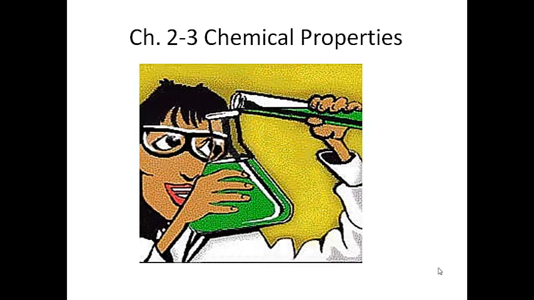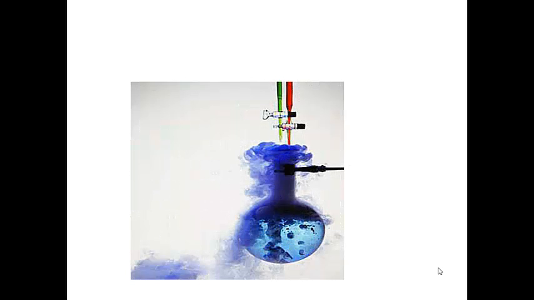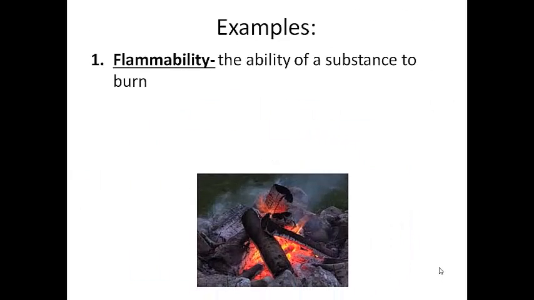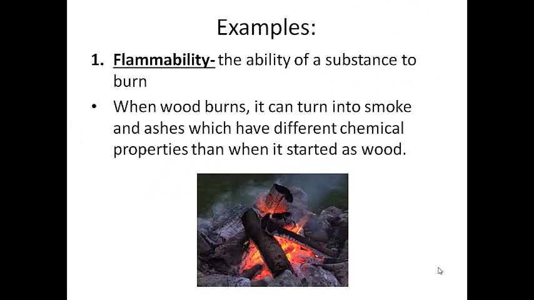Chapter 2-3, chemical properties. Chemical properties describe matter based on its ability to change into new matter that has different properties than it originally started with. Examples include flammability, which is the ability of a substance to burn. When wood burns, it can turn into smoke and ashes, which have different chemical properties than when it started out as wood.